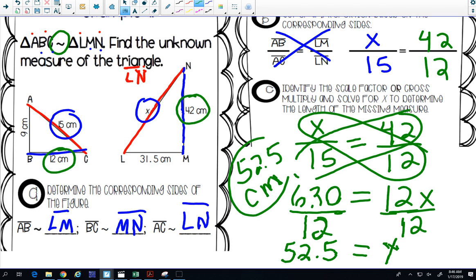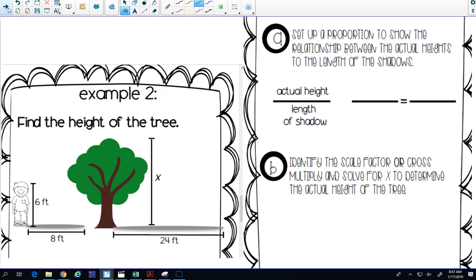Okay, so if you guys take a look at the next example. Now the next example, you're given a tree and the shadow and a person and the shadow. So this is similar in that you're going to use what you learned about similar shapes, but now instead of just looking at the shape, you're actually going to be able to look at a real life type problem.